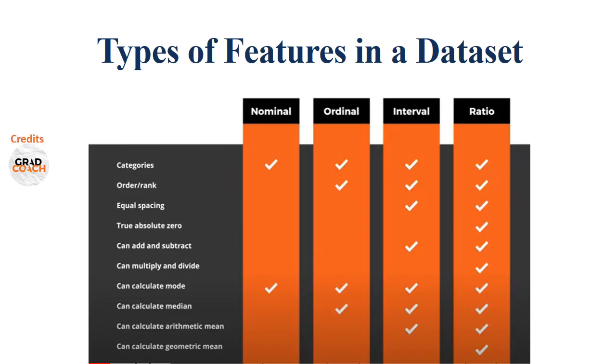You will often get confused while classifying your data into one of the four categories. This chart will help you to correctly classify into the right category. For example, nominal data has only categories and we can calculate the mode. Ordinal data has categories, has order, and we can calculate mode and median. Similarly, if you see interval and ratio data, more criteria are fulfilled.